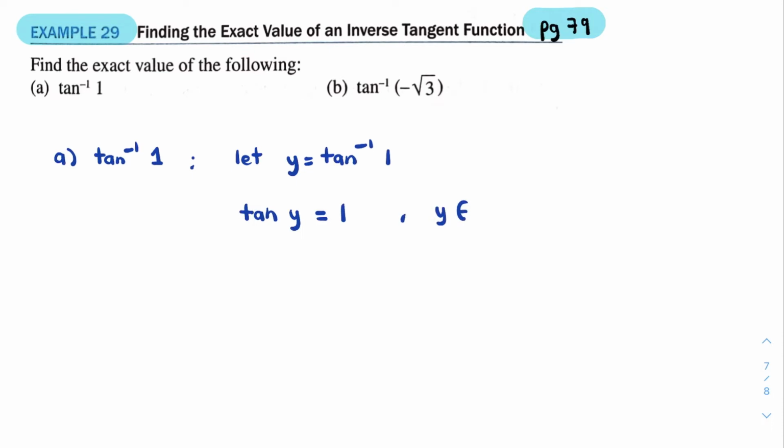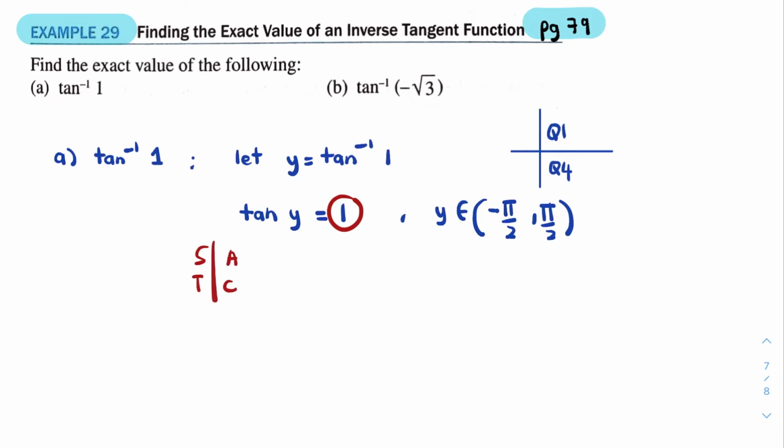So y will be in between negative pi over 2 until pi over 2. But be careful over here, this would be an open bracket because you have asymptotes at negative pi over 2 and pi over 2. Still, it falls on either quadrant 1 or quadrant 4, so you have to know that part. Now, because tangent y is positive, using your add sugar to coffee, you want to look at whether it's quadrant 1 or 4. When it is positive, it falls on quadrant 1.